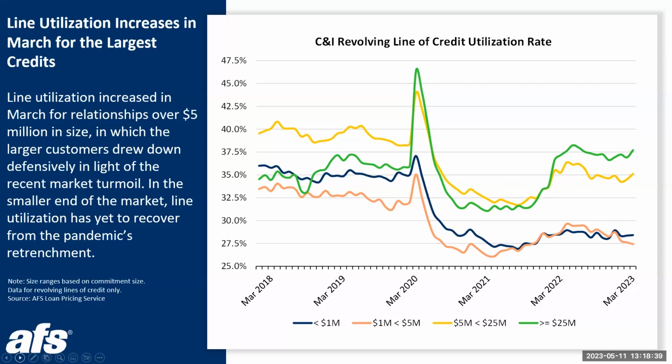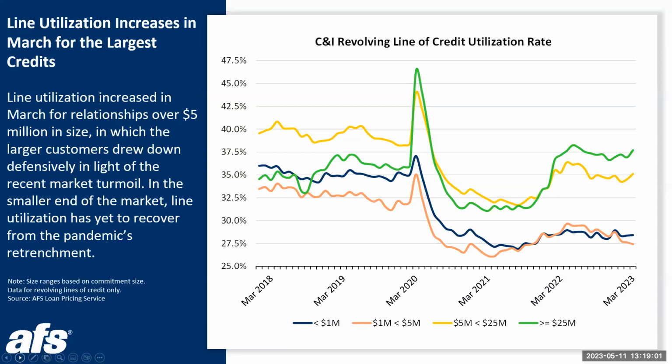Our thought is that the larger corporates, which often respond faster to financial news, drew down on lines of credit to shore up temporary liquidity. In the smaller end of the market, that is to say under $5 million in size, line utilization remains stubbornly low and is yet to recover from the retrenchment that we saw during the pandemic.